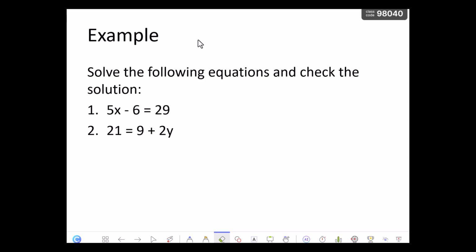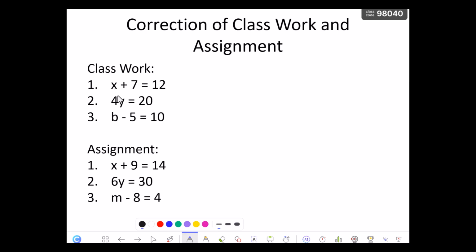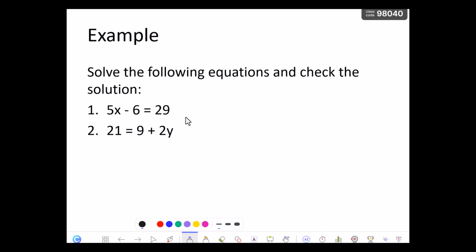Now let's go to today's class. In today's class, we are looking at examples of this nature. It's the same thing with what we did last time. The only difference is that this 5x is attached to the question. Unlike the previous example, where the x just has a coefficient of 1, adding or subtracting a number, in this case the x has a coefficient greater than 1. So we are still going to solve this the same way.